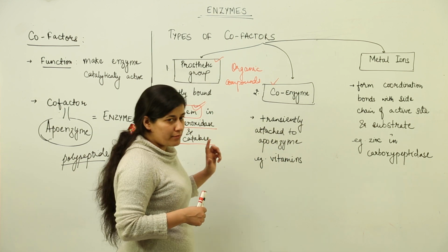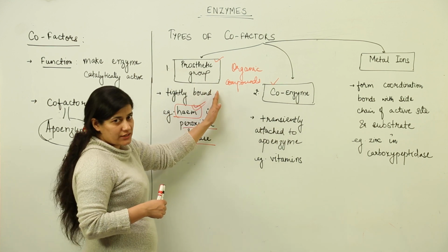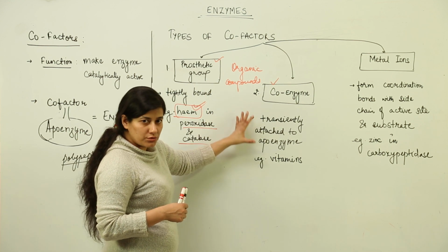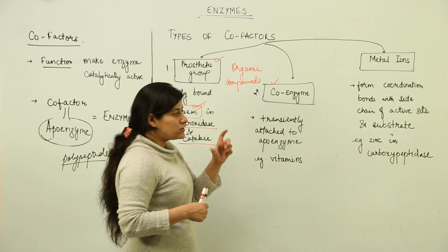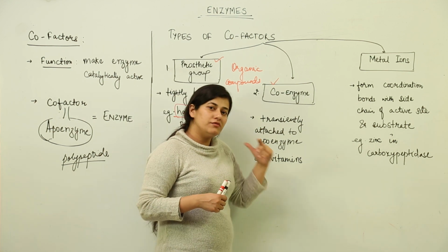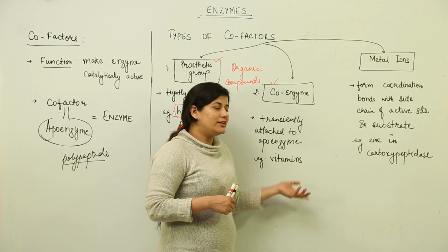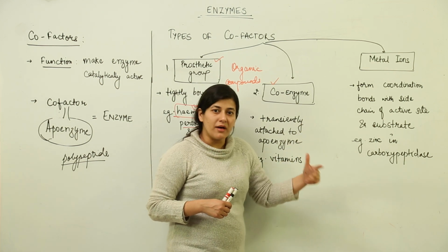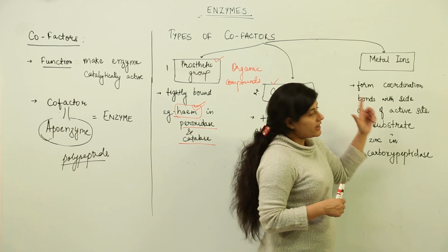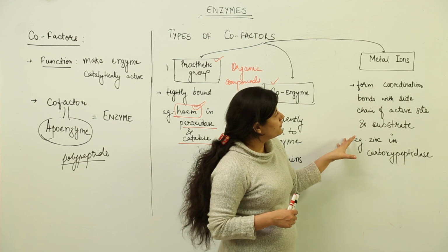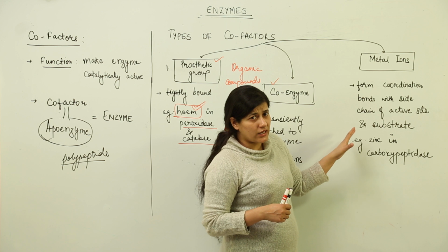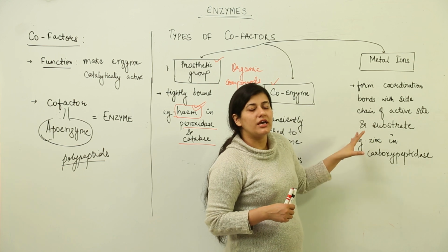Only thing you have to remember is why they are different from the prosthetic group, because their attachment to the apoenzyme would be transient. As long as the catalysis is required, they would be attached. As soon as the catalysis is complete, they would go further. The apoenzyme would be left for some other work. And last one is the metal ions. Again, these metal ions would be transiently attached to the apoenzyme.